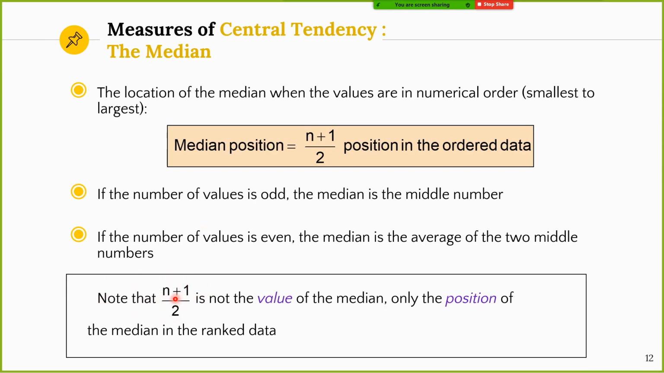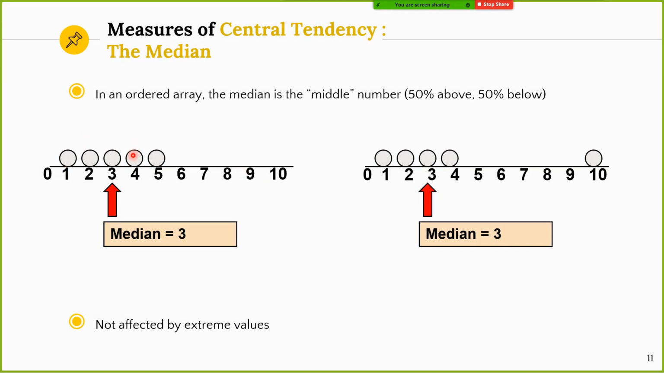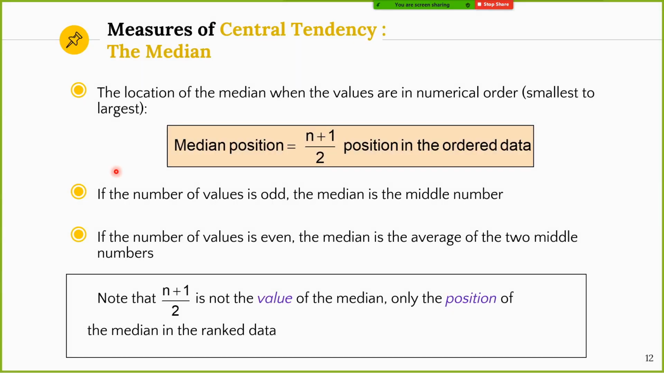N plus 1 divided by 2 is not the value of the median, only the position. The position of the median in the ranked data. So if you already rank the data that you have, this is rank number 1, this is rank number 2, this is rank number 3. So your median is in rank number 3. You can see the value is 3. This is just a coincidence that the value is the same, but please make sure that it is not the value, it is the position. The median is the position.